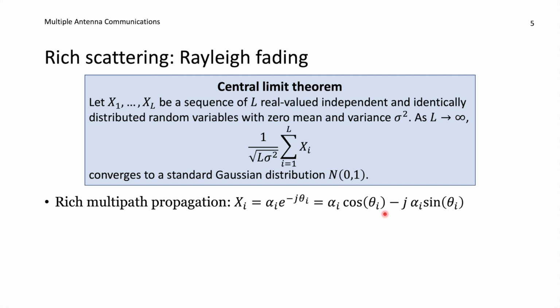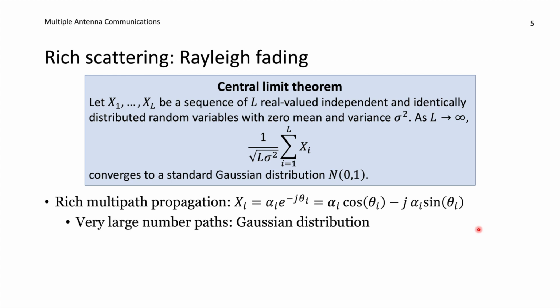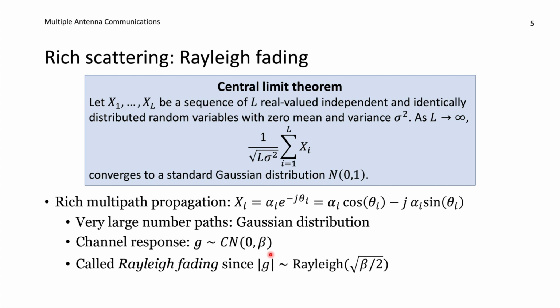If we focus on the real part, then we can sum up all the real parts. We can apply this result and say that the sum of the real parts will give us a Gaussian distribution. Then we do the same thing for the imaginary part and say that that one also has a Gaussian distribution. One can show that the real and imaginary parts will be independent of each other. And when we have a very large number of paths, we get the Gaussian distribution in both the real and imaginary part. Therefore the channel response G is complex Gaussian distributed and has some variance that we will call beta. And this model is called Rayleigh fading.